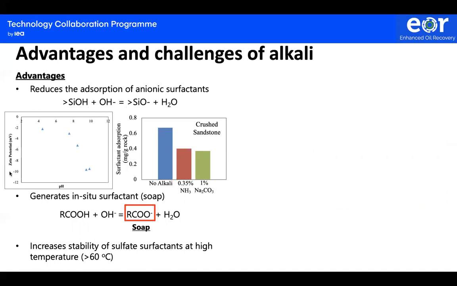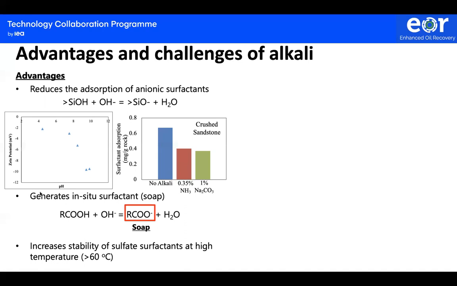You can also see that here I'm showing you zeta potential as a function of pH of a particular rock, and you can see that the zeta potential becomes more negative as you increase the pH, and that leads to lower surfactant adsorption that is shown here. So here I'm showing surfactant adsorption without any alkali and with alkali, and you can see that the adsorption is lower when you add an alkali, and that is because now your surfaces are more negatively charged at a higher pH.